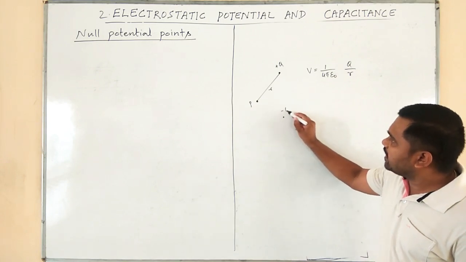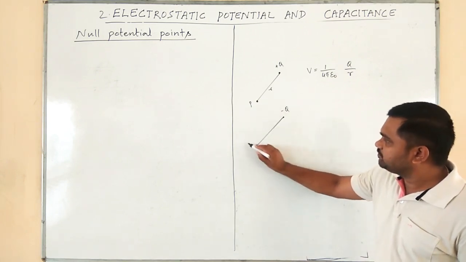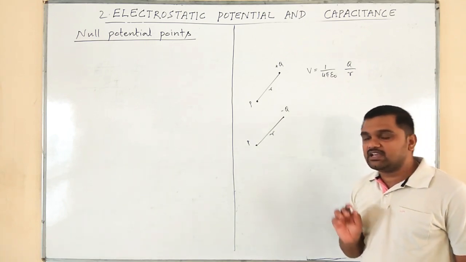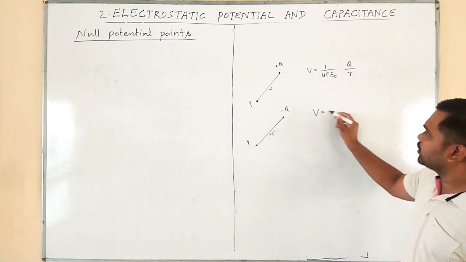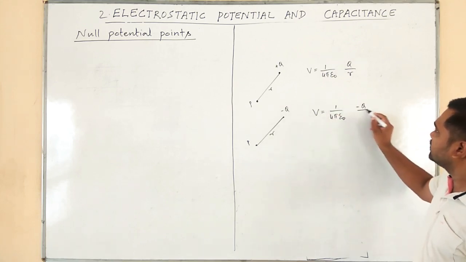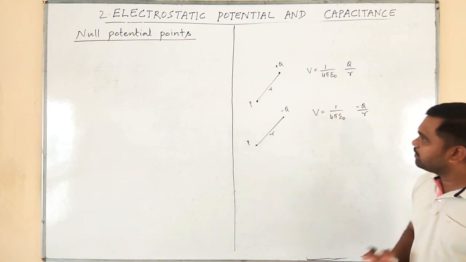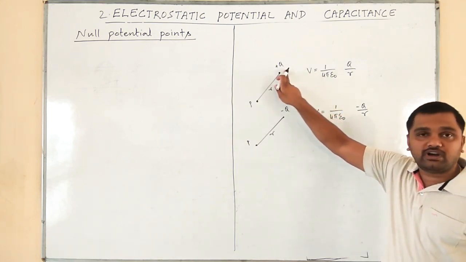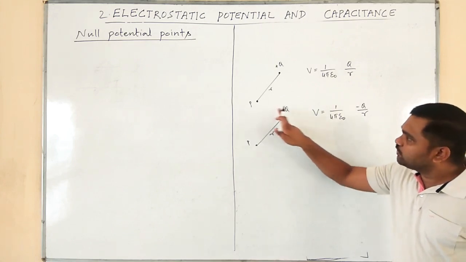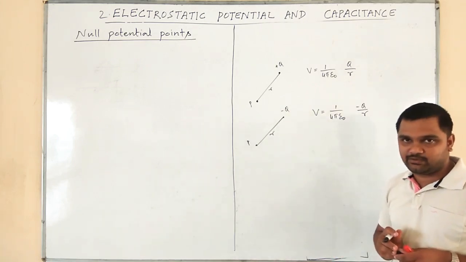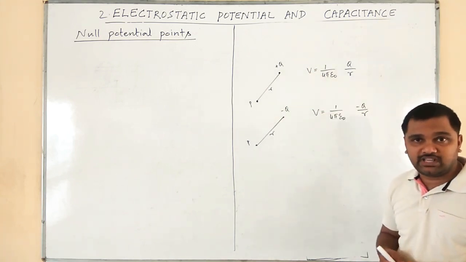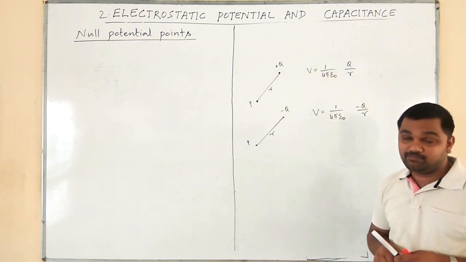Similarly, in case of a negative charge at the same point P, which is at the same distance small r, the electric potential is given by 1 over 4 pi epsilon naught minus Q divided by r. It means electric potential due to a positive charge is positive. Electric potential due to a negative charge is negative. Therefore, if we combine these two potentials, we get 0.